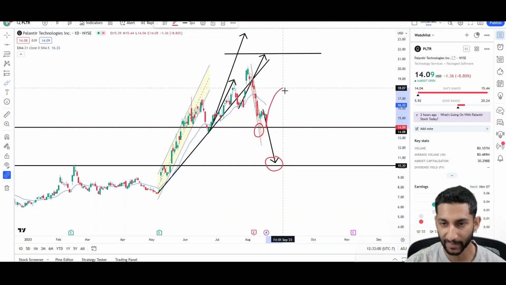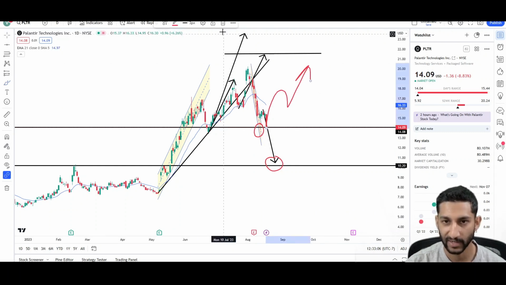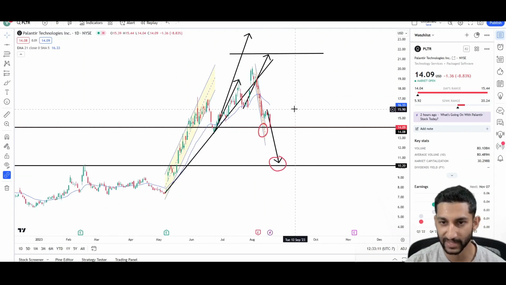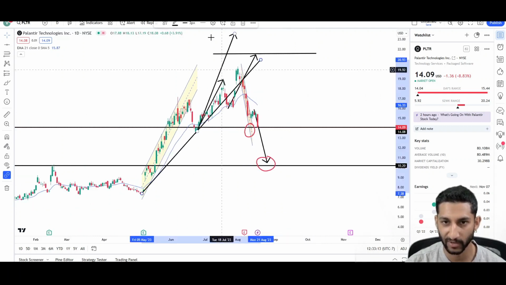If we can get back above the EMA and hold it, that would maybe be a signal for higher price targets. So that's how I'm looking at Palantir. It just depends on what the price does in the near term. Obviously this uptrend is not really in play any longer, so I'll go and clean up the chart.